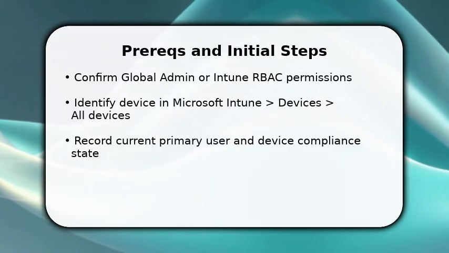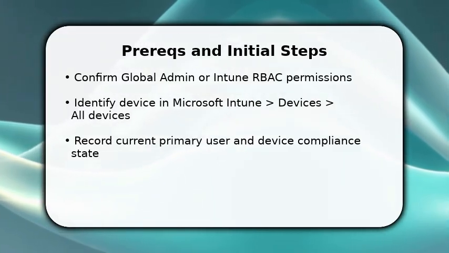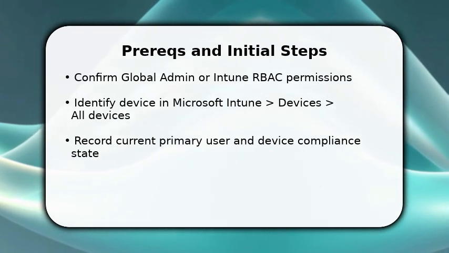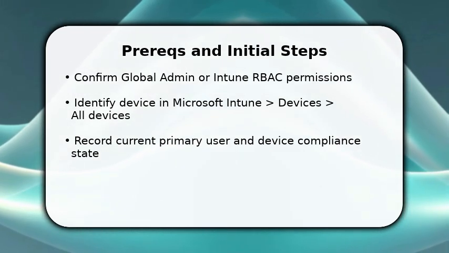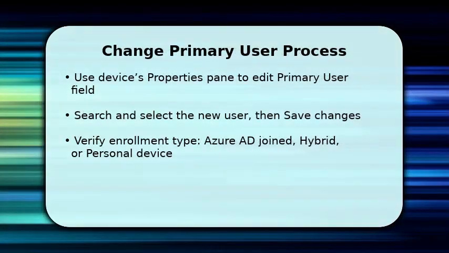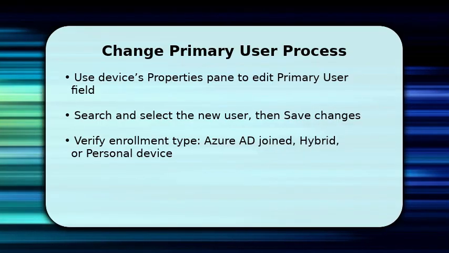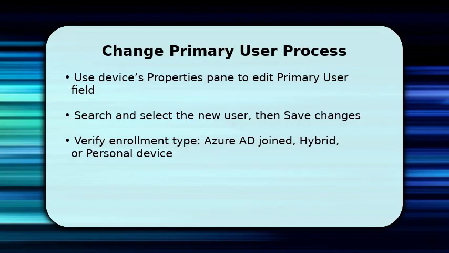Make sure the replacement user exists in Azure AD and has an Intune license assigned before continuing to avoid assignment failures. With the device blade open, choose Properties and find Primary User. Click Edit, search for the replacement user by UPN or display name and select them, then save. If the device is Azure AD joined or hybrid Azure AD, Intune updates the relationship automatically, but for personally owned devices, confirm user consent settings.